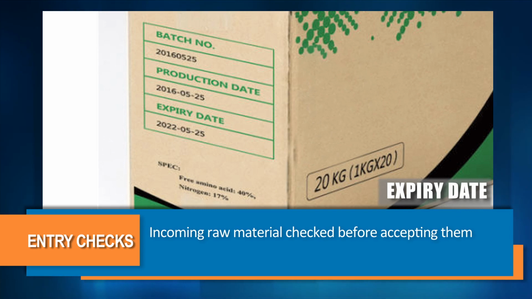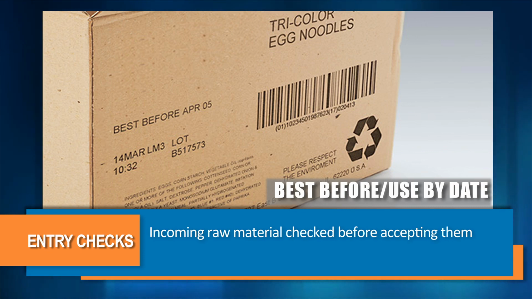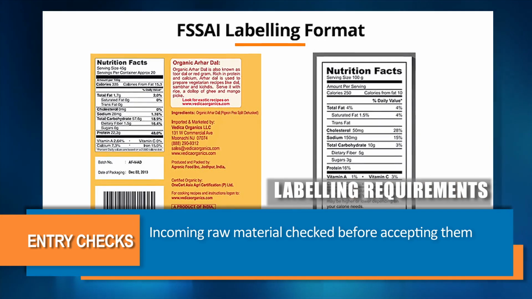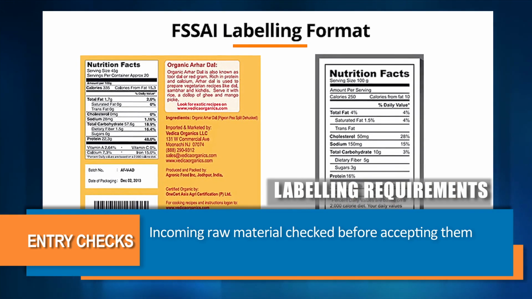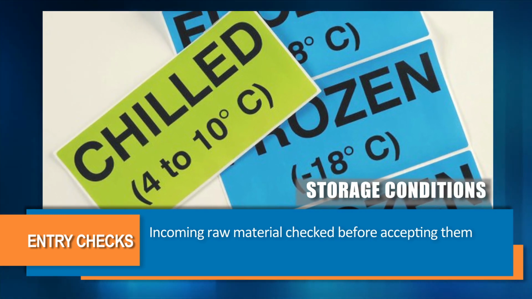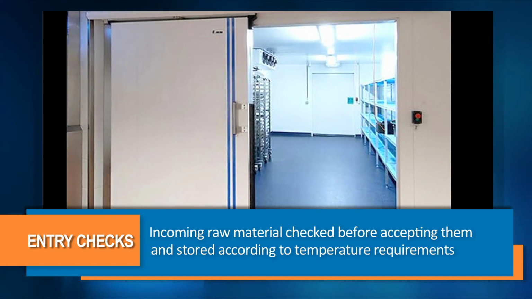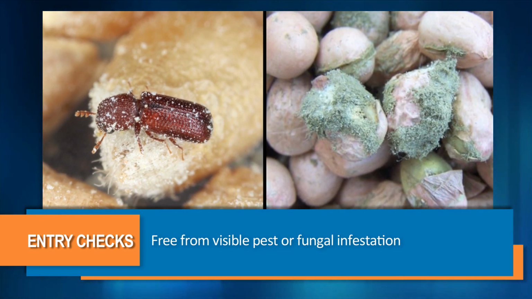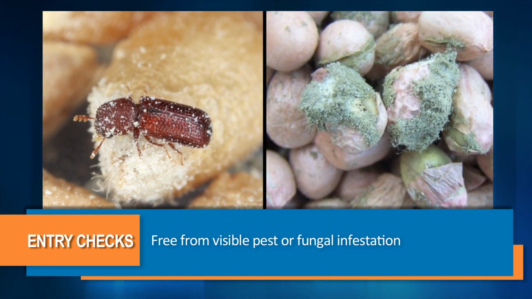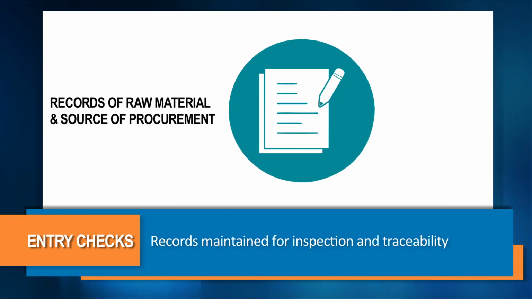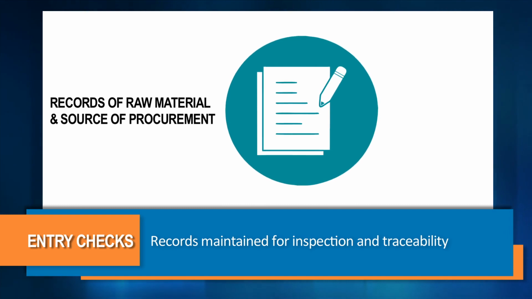Incoming raw material shall be checked for expiry date, best before or use by date, packaging integrity, labeling requirements, and storage conditions before accepting them, and stored according to its temperature requirement. It shall be free from any visible pests or fungal infestation. Records of raw materials and their source of procurement shall be maintained for inspection and traceability.